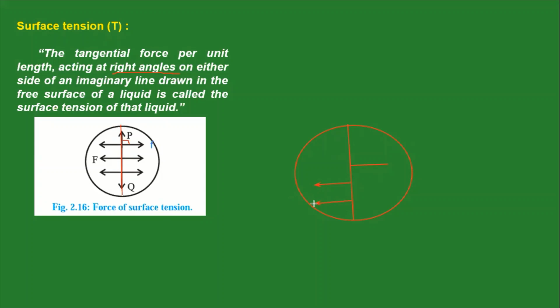So this is the direction of the force due to the surface tension. This is the direction of the force due to the surface tension. And if you see this force, this is perpendicular to the imaginary line. So this force per unit length is surface tension. So the formula of surface tension is F by L. You can see this formula. Surface tension is F by L.